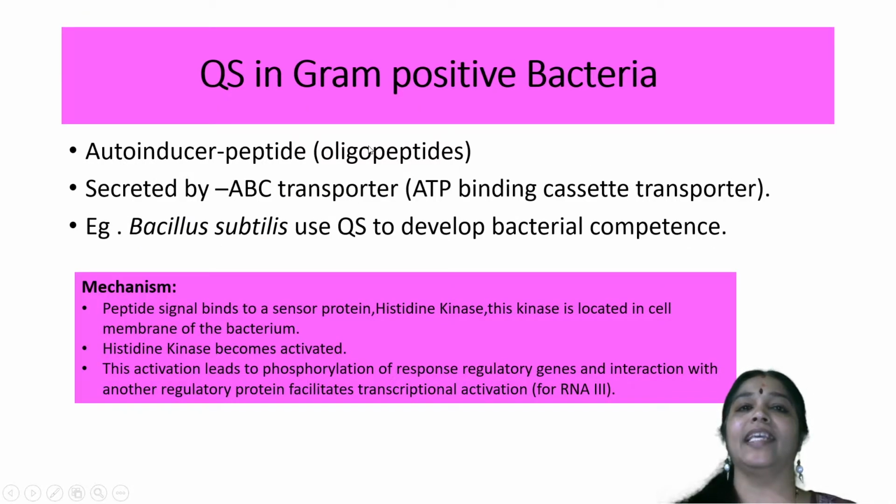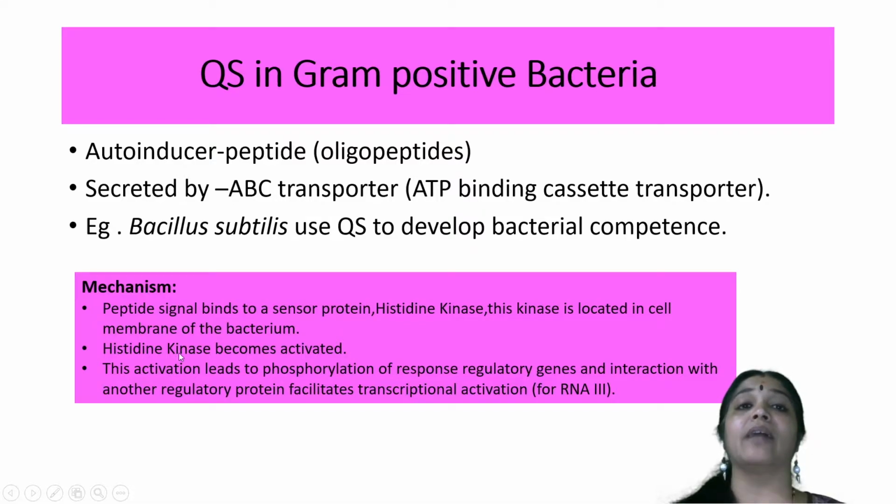Now, quorum sensing in gram-positive bacteria. The autoinducer is a peptide. It is secreted by the ABC transporter system, that is the ATP binding cassette transporter. It is transported out. For example, Bacillus subtilis uses quorum sensing to develop bacterial competence. Here the mechanism is that the peptide signal binds to a sensor protein. The sensor protein is a histidine kinase. This kinase is located in the cell membrane of the bacterium.